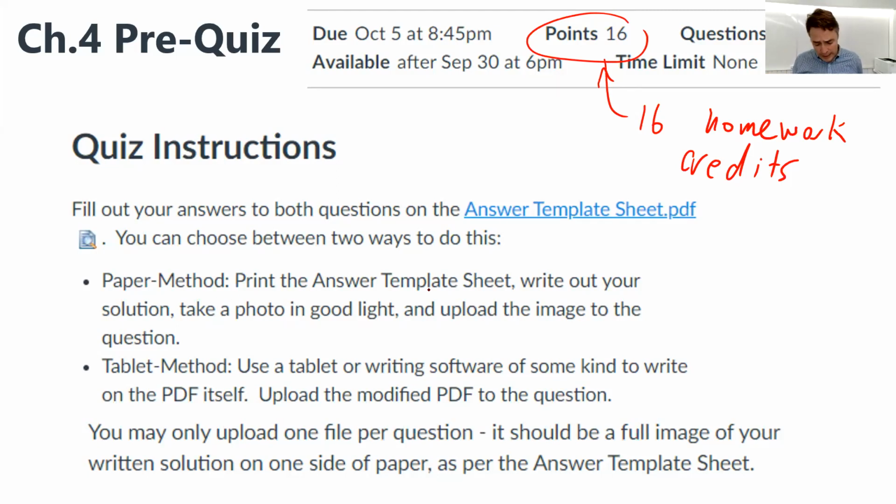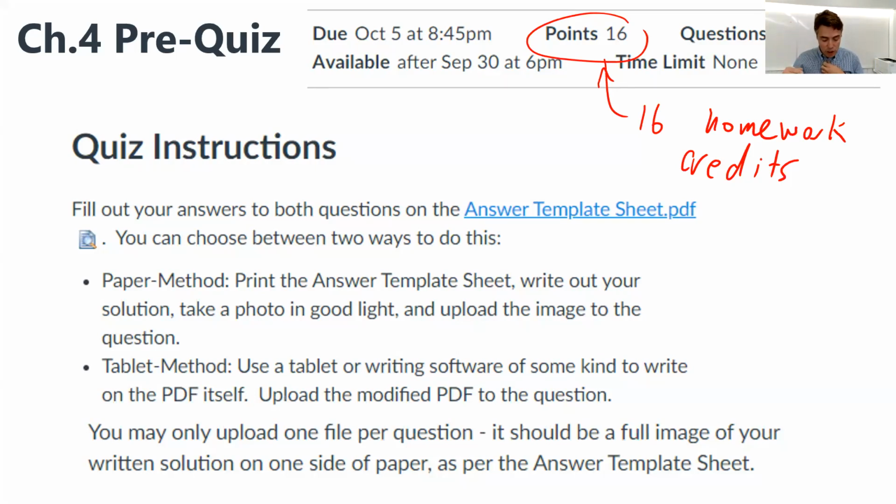And then you could print it out, write out your solution, take a photo in good light, and then just go on q.utoronto.ca and upload the photo. That, I think, is probably the easiest way. The tablet method would be that you have some way, like I happen to have this little tablet thing, of writing directly onto a PDF. That's fine too. And then you can just upload the modified PDF to the question. You may only upload 1 file per question.